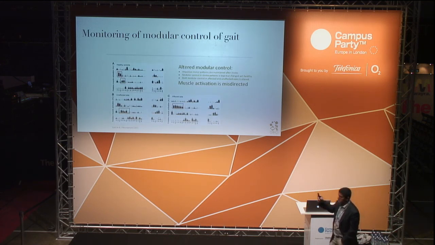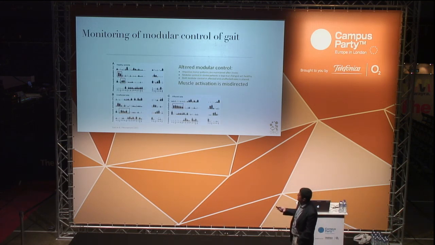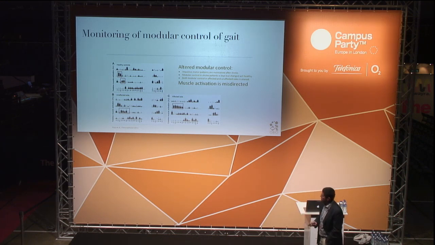So this is just an example for you to see how this can be illustrative of what is happening in a particular patient. So these are the different weights for a healthy control, for a healthy person. So the spinal cord is coordinating neural drive according to these weights. Each weight corresponds to a muscle. These are the different muscles that are involved in walking. This is for healthy controls. This is for a stroke patient in the affected and unaffected side.